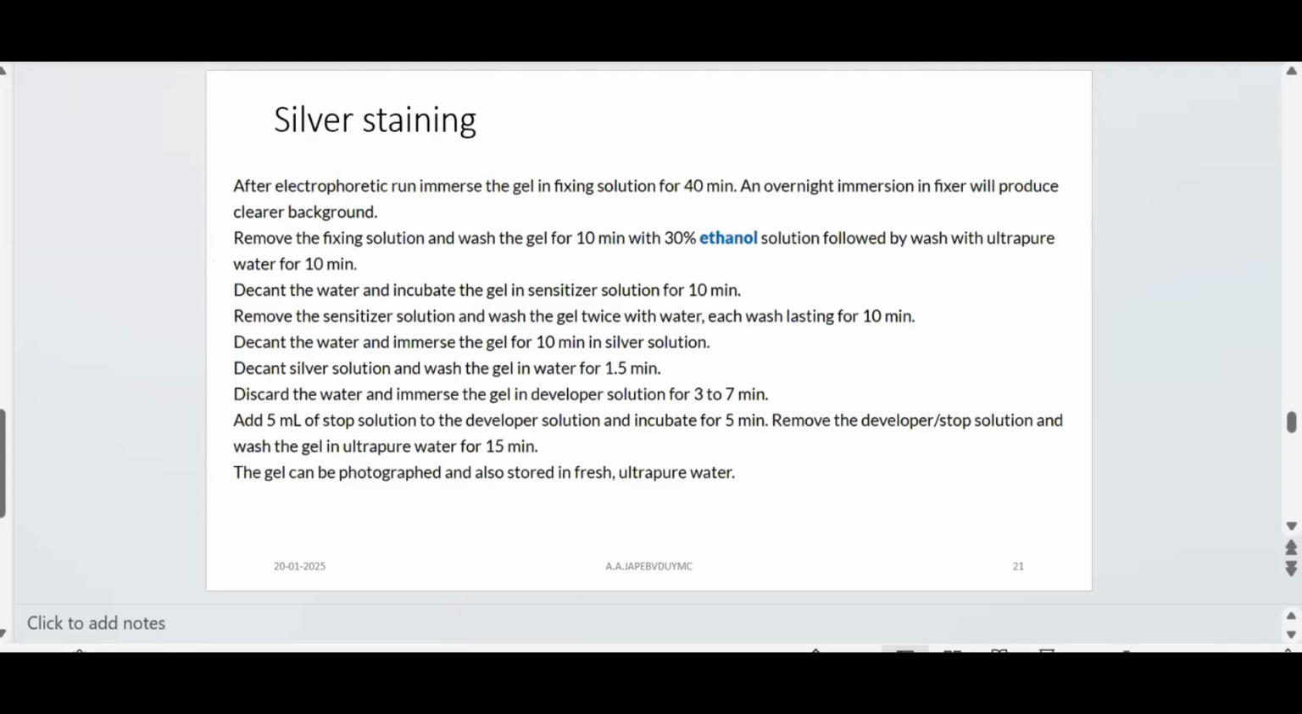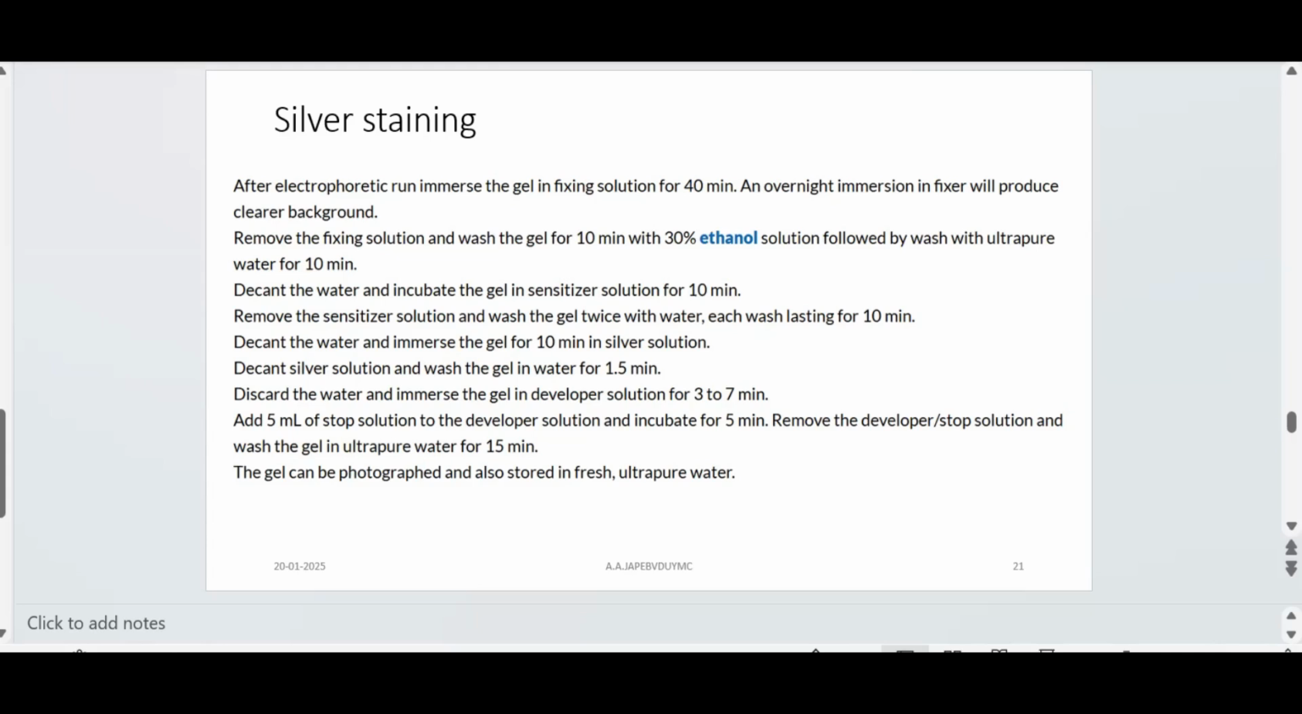Now, when I talk about silver staining, you are going to immerse the gel in the fixing solution for 40 minutes, or an overnight immersion in the fixer is also suggested. Of course, fixation time will depend on the concentration of the fixative solution you are using. All right. Then you remove the fixing solution and wash the gel for 10 minutes with 30% ethanol solution, followed by a wash with ultra pure water.